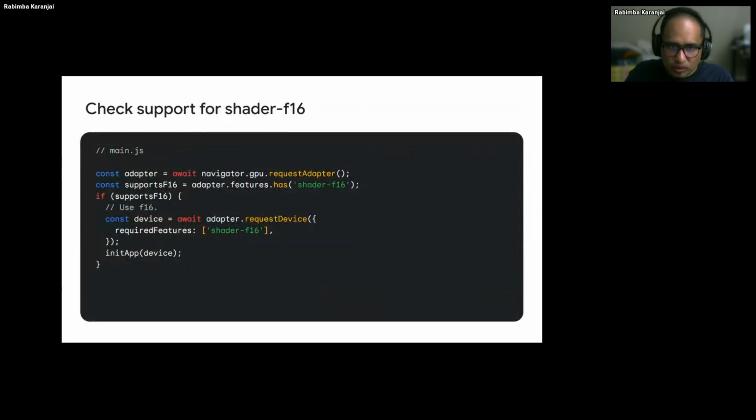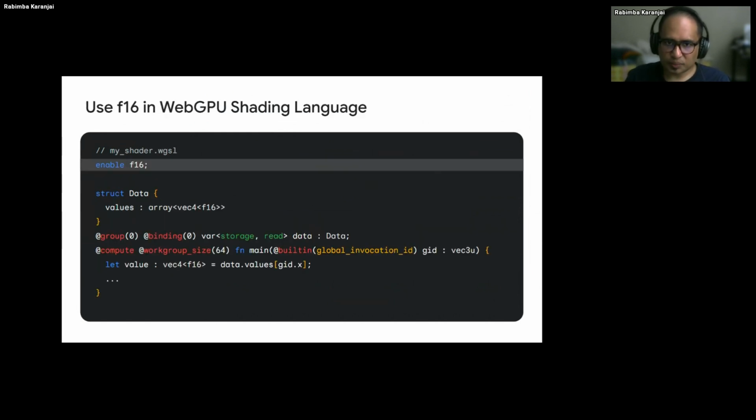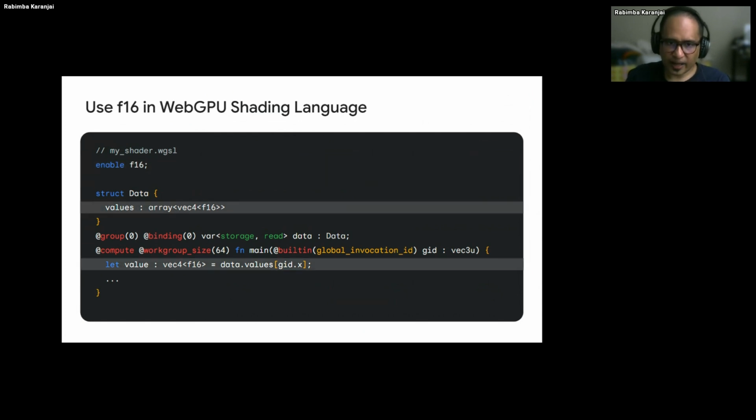To use it, you still have to check if it is supported, because it's an optional feature and not all GPUs have the same capability. An application has to first check if the GPU adapter supports this feature and if it is available, and explicitly enable it when requesting a new device. Then in your WebGPU shader, you will need to explicitly enable F16 at the top of the shader, and then you can just use it within the shader like any other floating point data type.